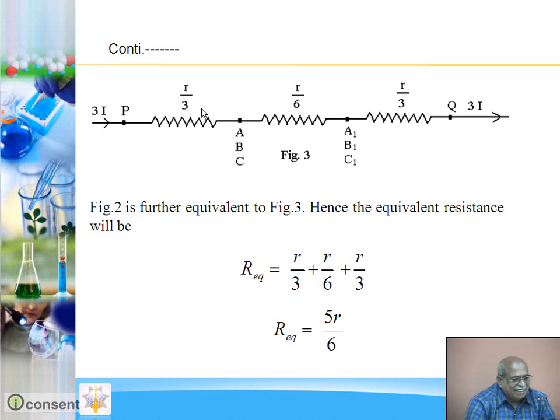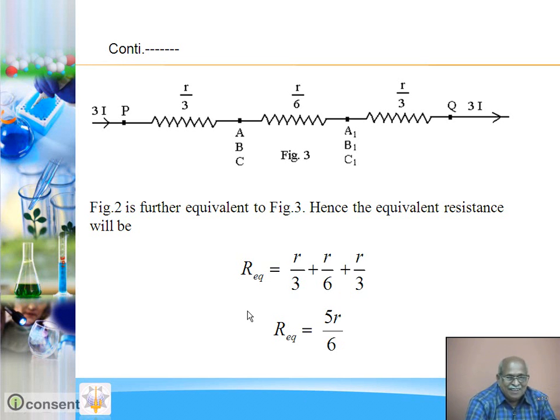Finally, it is at once clear that these R upon 3, R upon 6, R upon 3 are in series. So what is the equivalent resistance between diagonally opposite corners P and Q? Equivalent resistance from P to Q will be series. So R upon 3 plus R upon 6 plus R upon 3. Answer 5R upon 6.